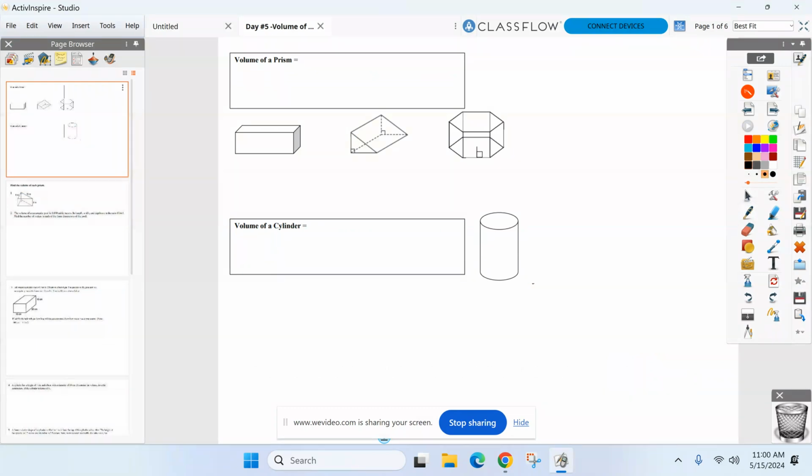Let's start with prism and cylinder, just like we did with surface area. Oh, before I even start that, geez, I better talk about volume, huh?